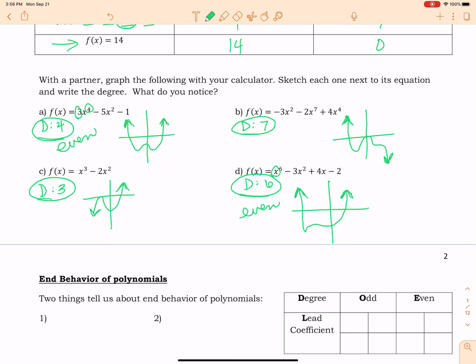You're welcome. Okay, so on this one, I've got odd and odd for the degree. This one's got a down, up for its end behavior, but this one's got an up, down. Why is that? Well, because the leading coefficient here is positive, and the leading coefficient here is negative.